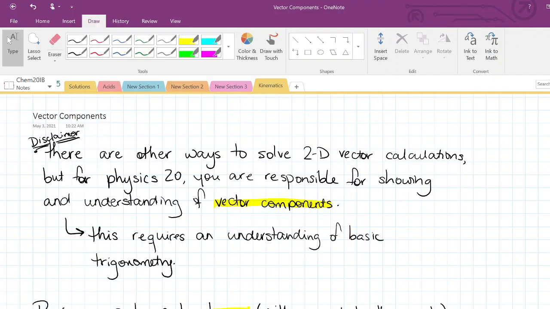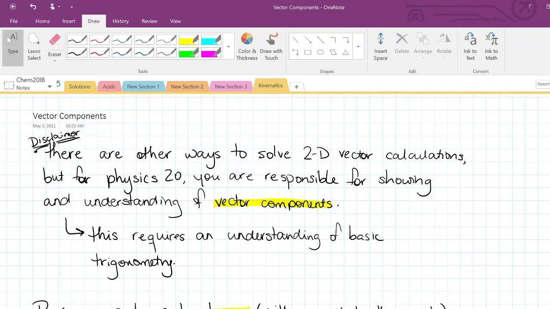Mrs. Webb here, and today we're going to continue on with our 2D vector diagrams, except this time, instead of doing a scale diagram like we were doing last time we chatted, we're going to talk about doing calculations. And first and foremost, because everyone always asks, I just want to make very clear that there are different ways to solve these 2D vector problems.